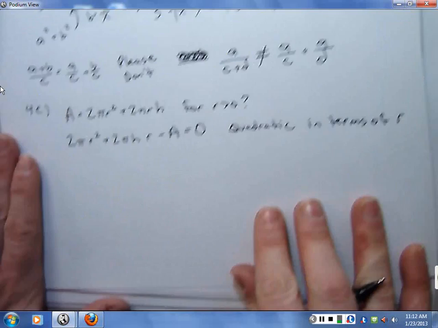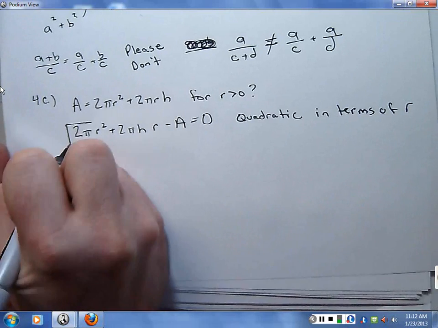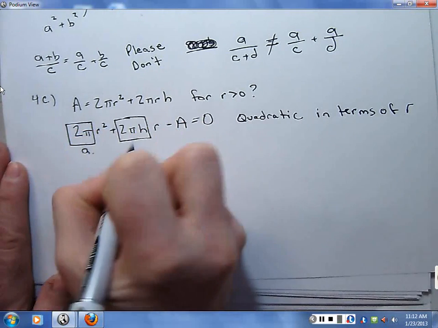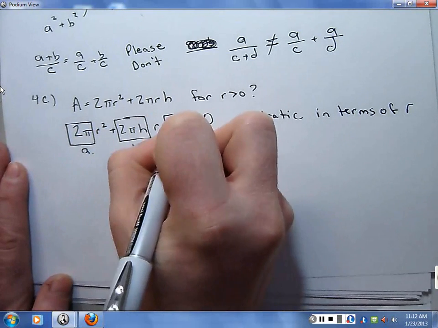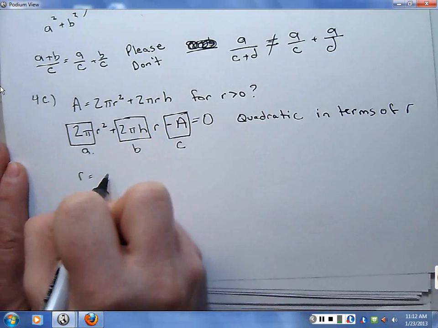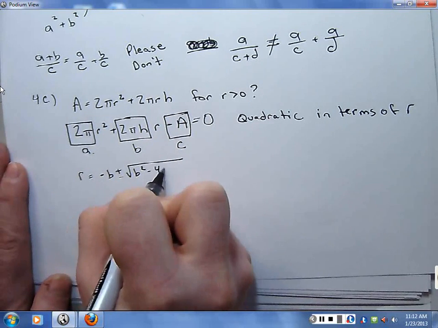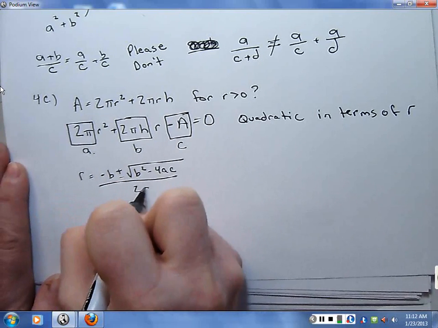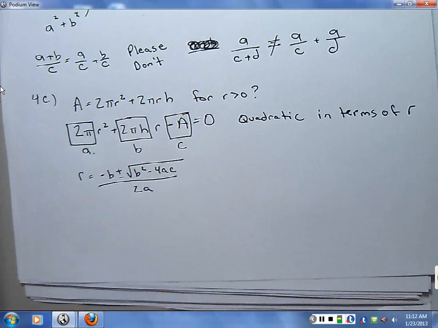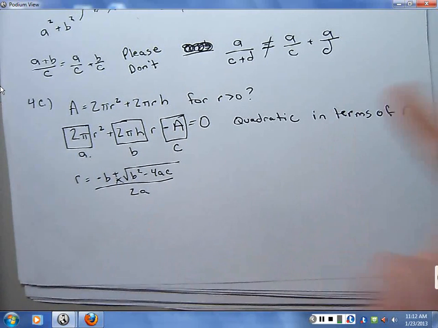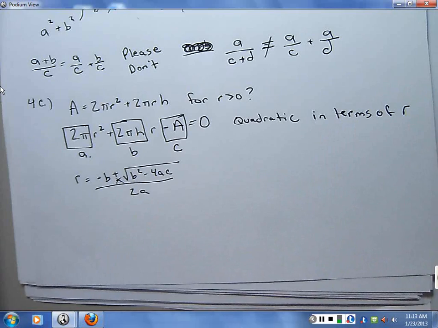So then we have this becomes, I'm going to use lowercase a. This becomes b, and this becomes c. And then we use r equals negative b plus or minus the square root of b squared minus 4ac all over 2a, being one way to solve for that. And then you're going to take the positive one because it wants the radius to be positive. So then you just simplify those terms.